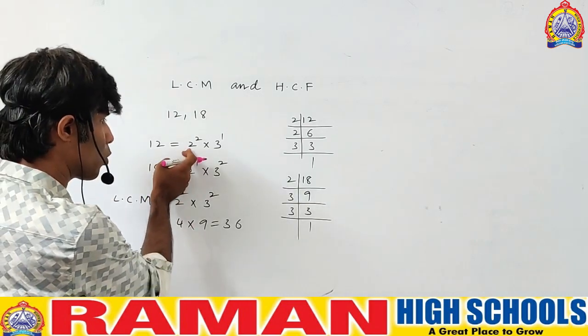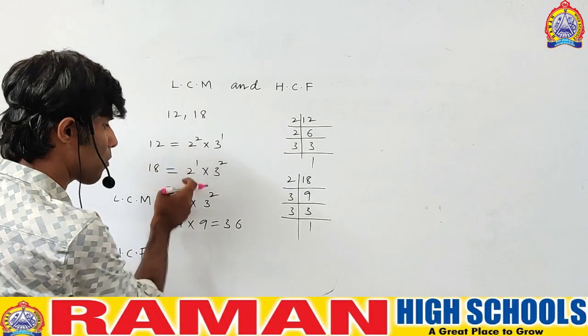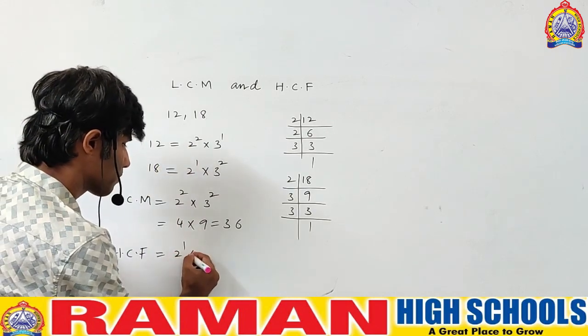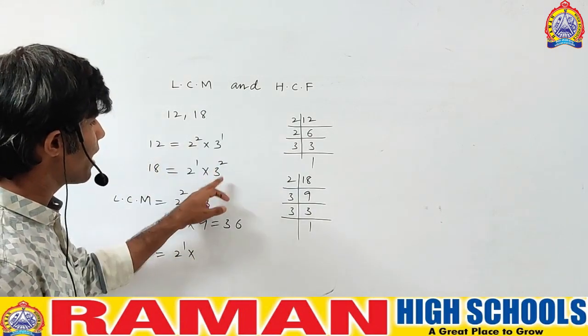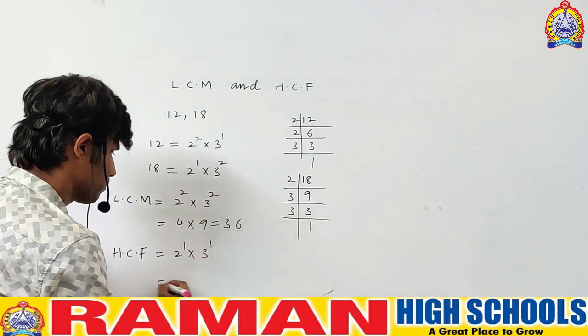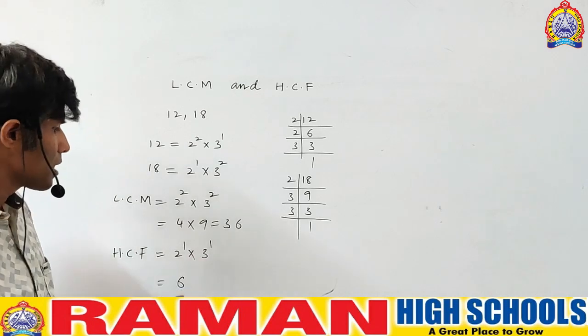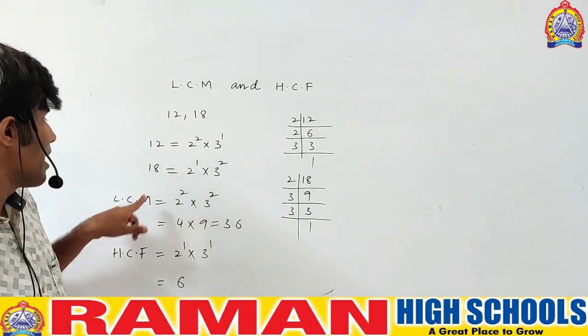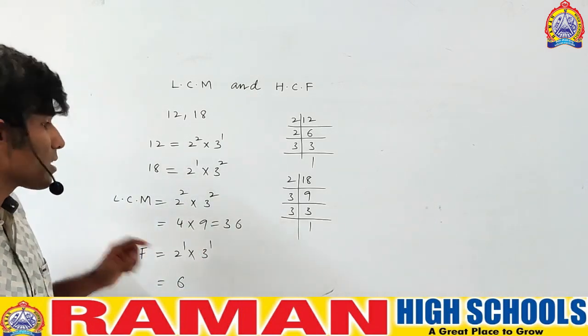Here 2 power 1 and 2 power 2. In this we have to consider only the least power. Here 3 power 1 and 3 power 2. In that you have to take the least power. Therefore 2 3s are 6. Here the LCM is 36 and the HCF is 6.